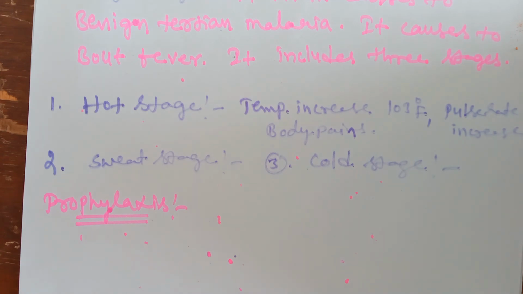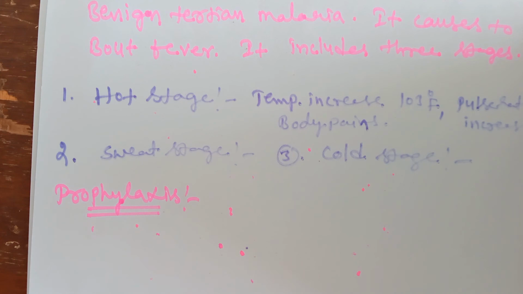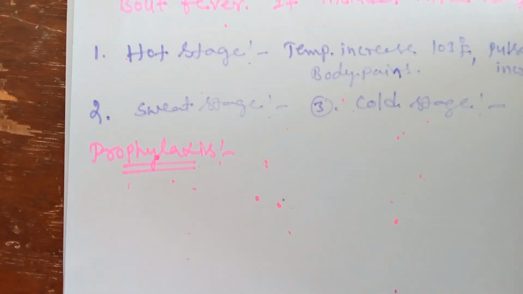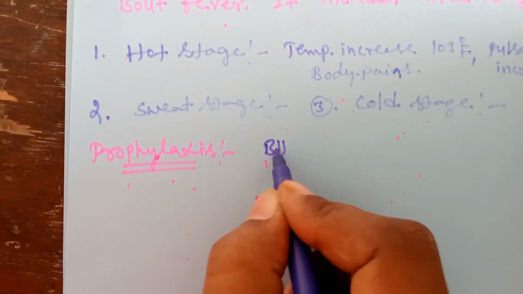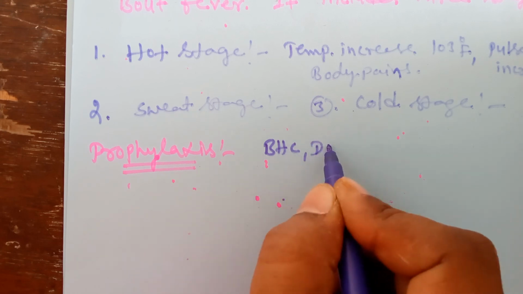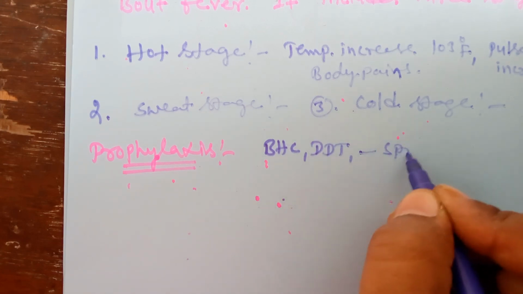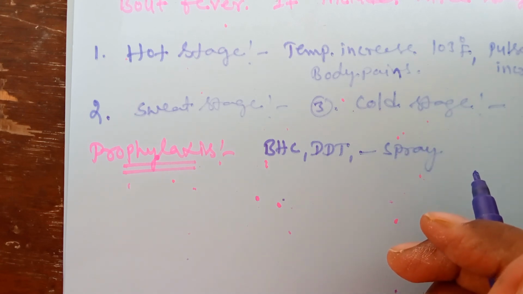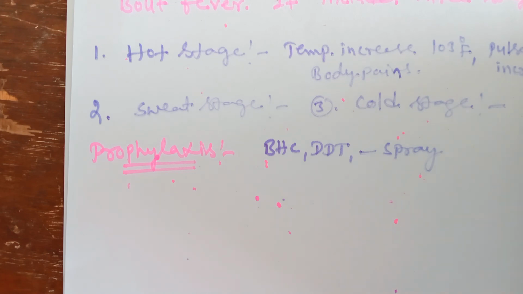Why? Because mosquitoes lay eggs on water. So there should be no stagnant water in your surrounding area, and spray benzene hexachloride, BHC, or DDT. When you spray BHC or DDT, the mosquito eggs die. Or spray pyrethrum or kerosene where the water stagnates, or on drainage areas.